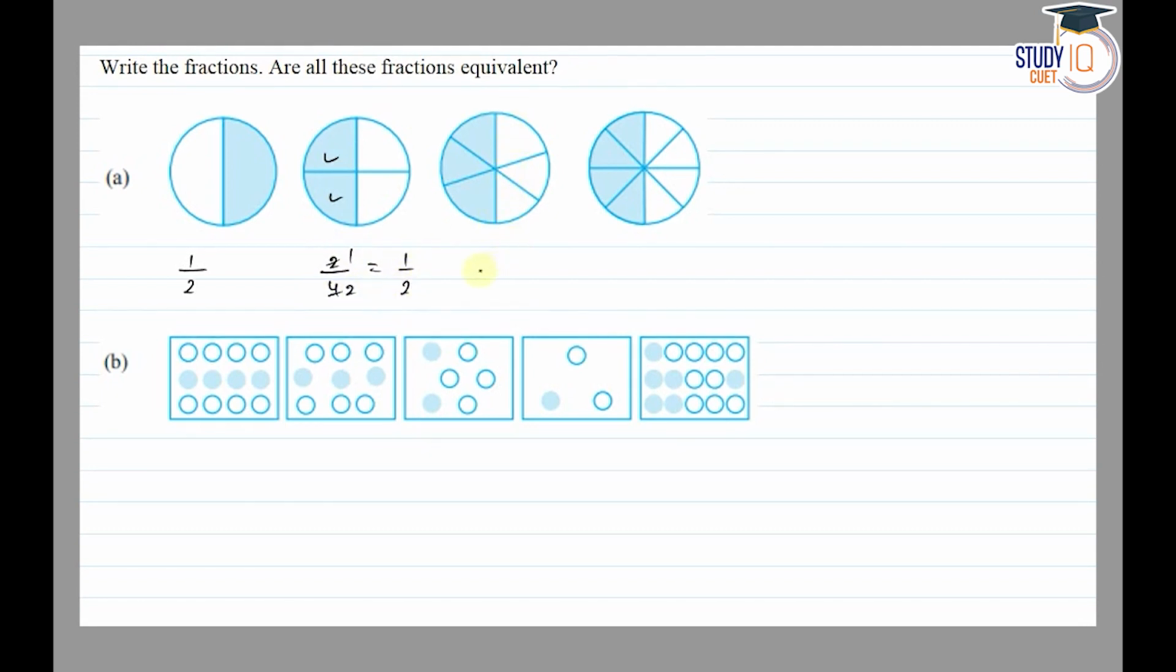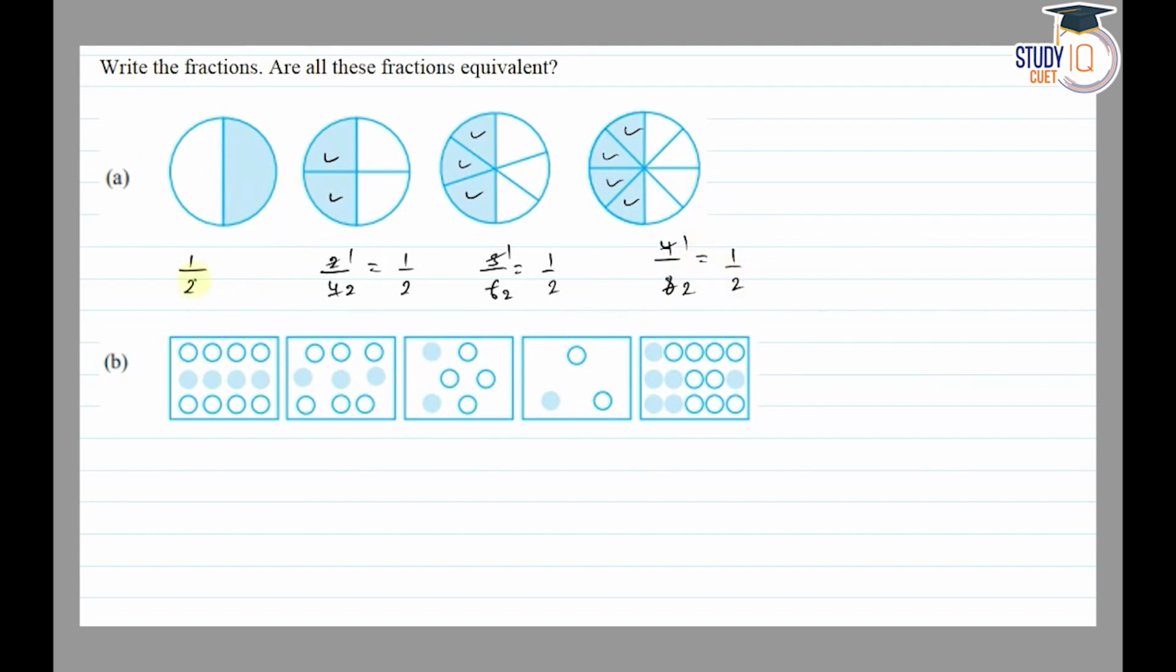Here total parts are 1, 2, 3, 6, and shaded portions are 3. So we will simplify: 3 1s are 3, 3 2s are 6, so again 1 by 2. Here total parts are 4 and 4 are 8, and 1, 2, 3, 4, 4 parts are shaded. Simplify this, 4 1s are 4, 4 2s are 8, this will be 1 by 2.